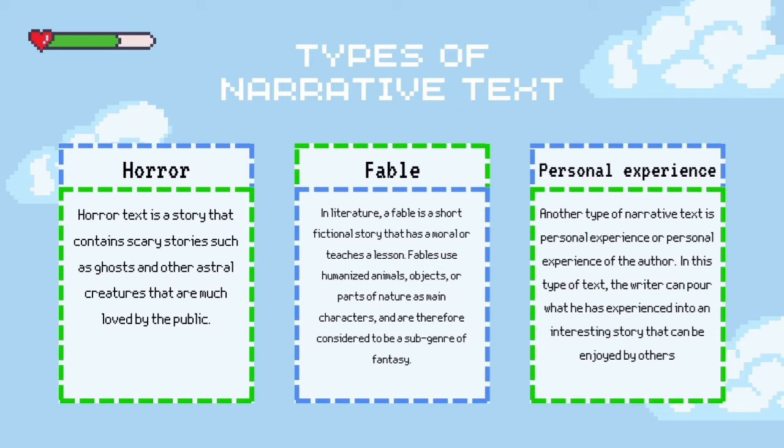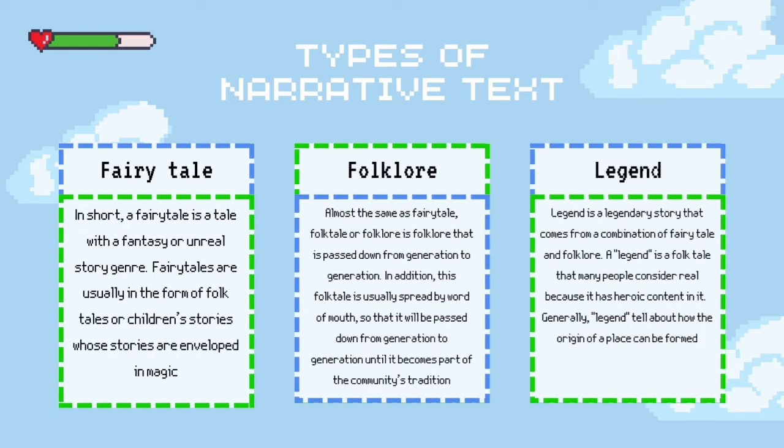The third one is personal experience. Another type of narrative text is personal experience or personal experience of the author. In this type of text, the writer can pour what he has experienced into an interesting story that can be enjoyed by others. Fourth one is fairy tale.